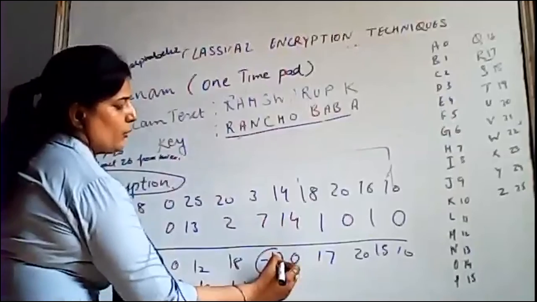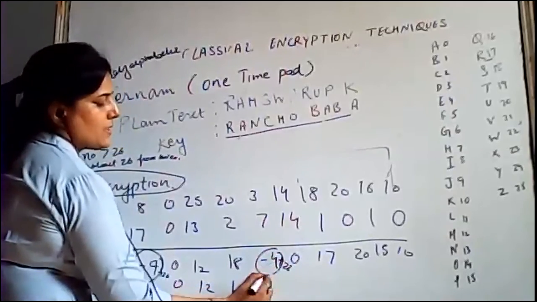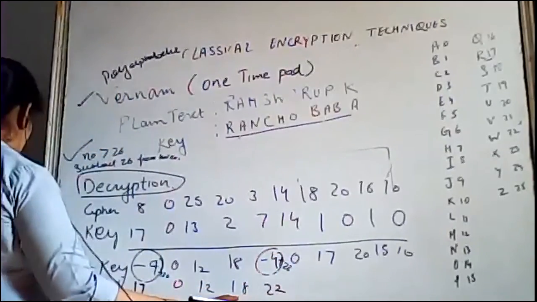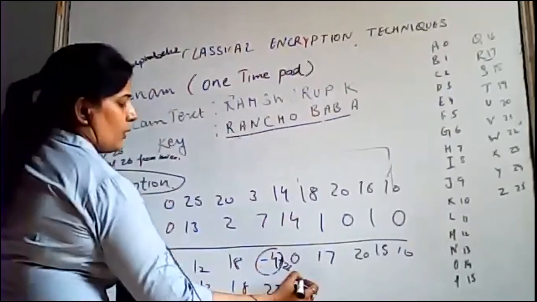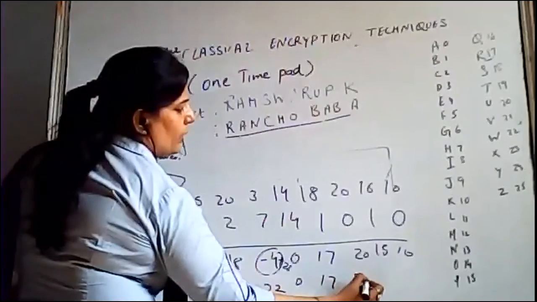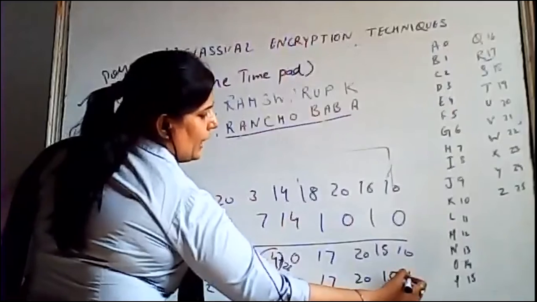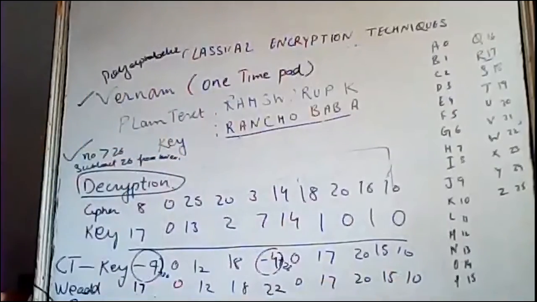Again, here you will add 26. What will be the answer? That will be 22. So we get 17, 0, 12, 18, 22, 0, 17, 20, 15 and 10. Now you will get all those results.